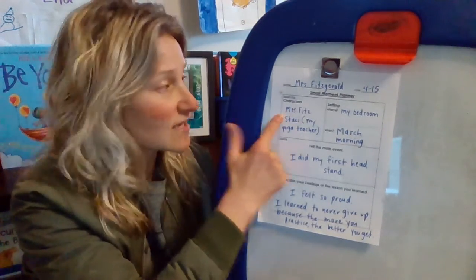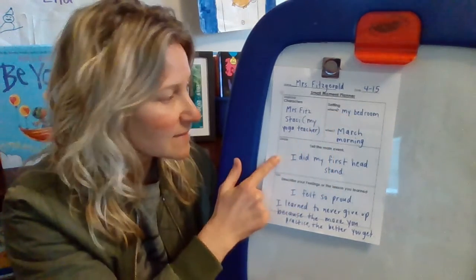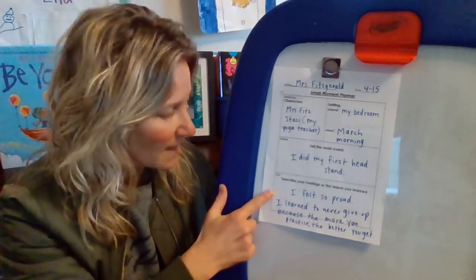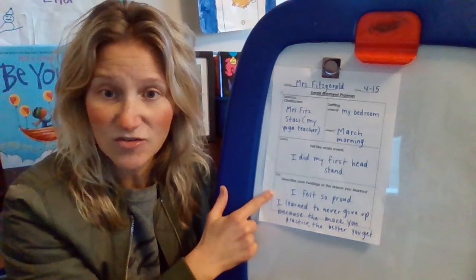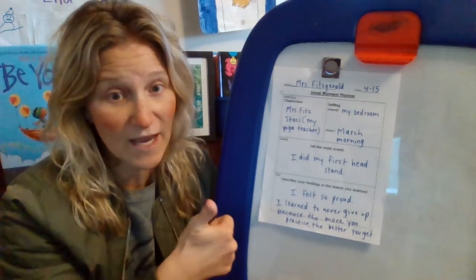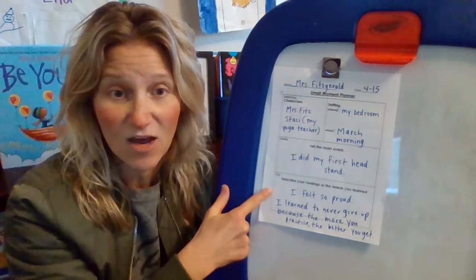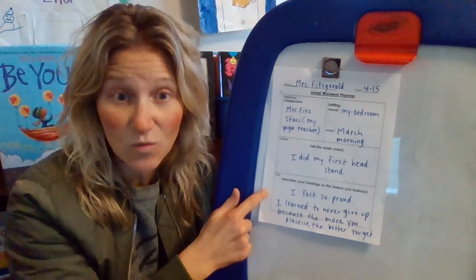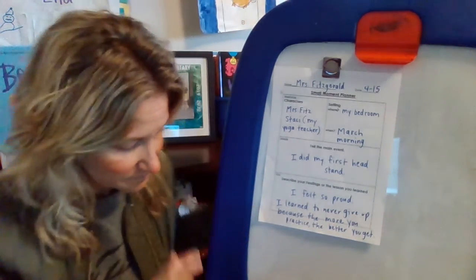In our beginning, we tell the characters and the setting. In the middle, we tell the main event or what our story is mostly about. And in the end, we describe our feelings or the lesson we learned. So yesterday, you completed all of this. Way to go. We're going to use this today to help us learn. So make sure that you have this sheet with you when we do our writing today.